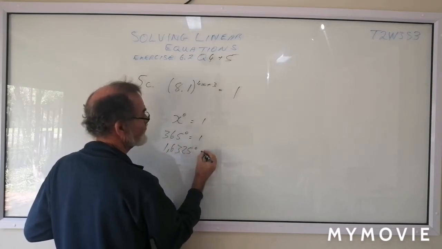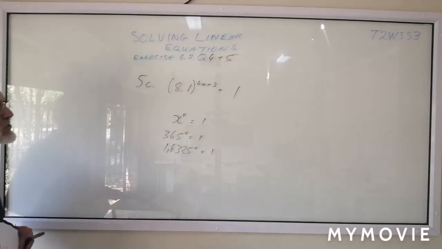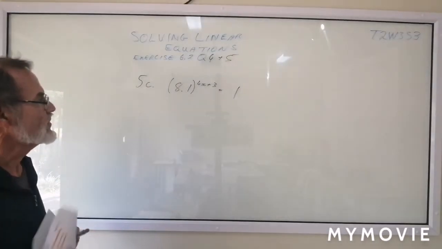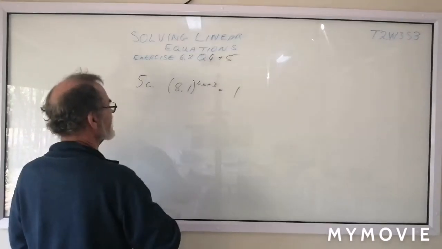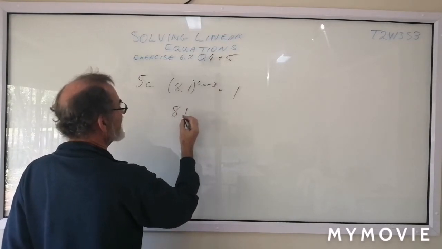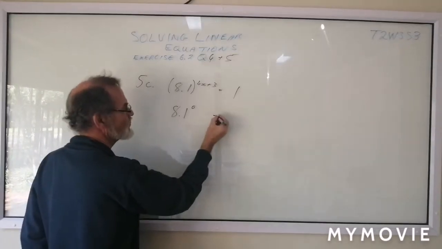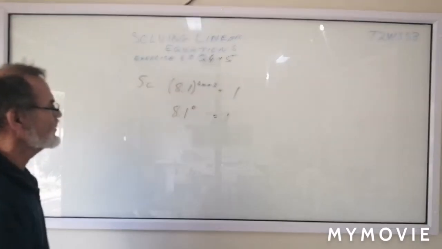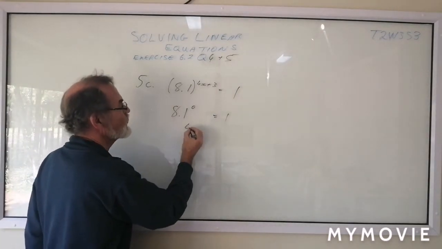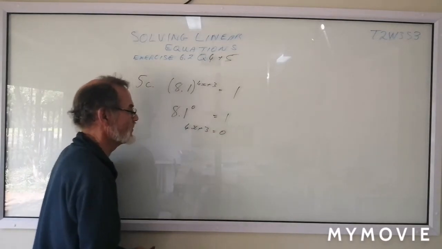8.1 to the power of 0 is equal to 1. That's your exponential laws. Your exponential laws say that this can only be equal to 1 if 8.1 is to the power 0. If 8.1 is to the power 0, then it will be equal to 1. So if 8.1 to the power 0 is equal to 1, then 4x plus 3 must be equal to 0.